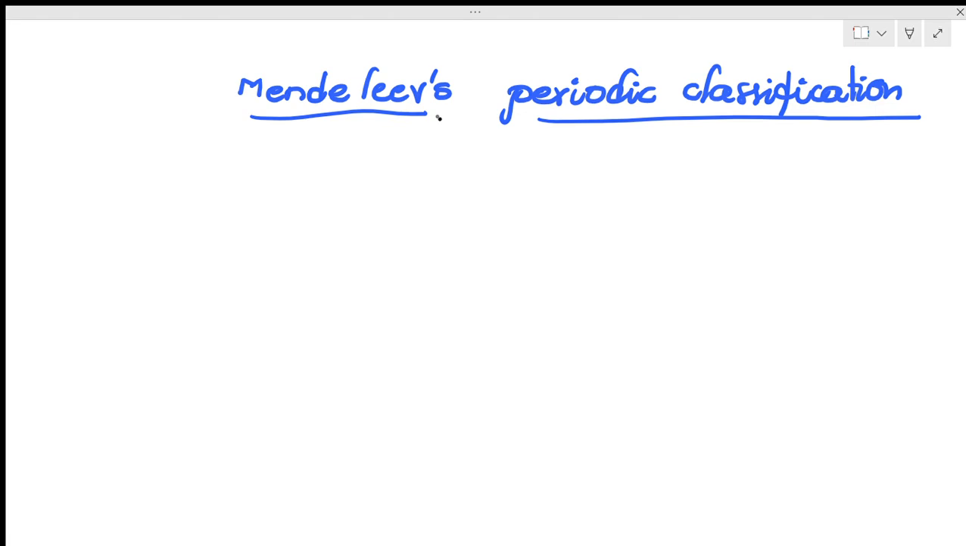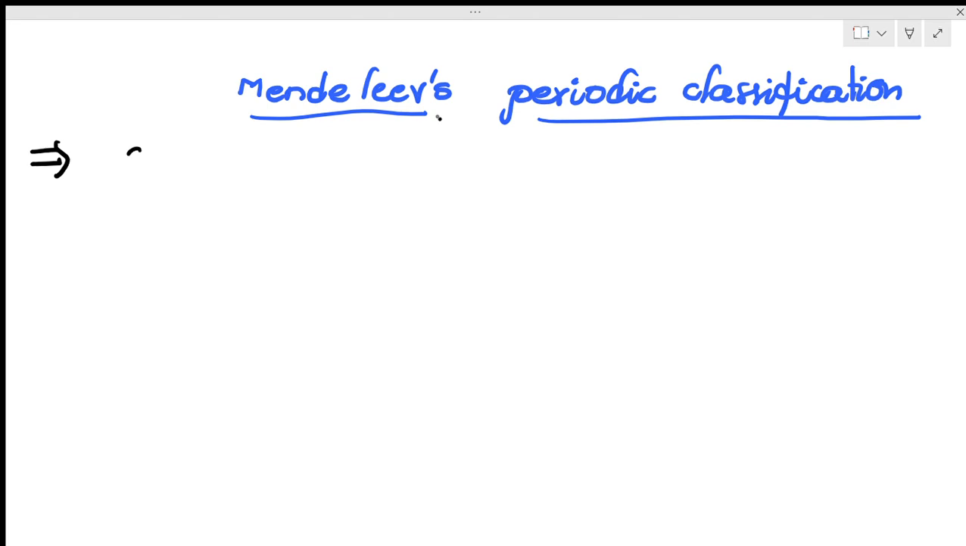So last video we explained the Lothar Meyer classification. Now you can see the Mendeleev periodic classification. First I want to tell you that the periodic table we are seeing right now is the extended version of the periodic classification of Mendeleev.